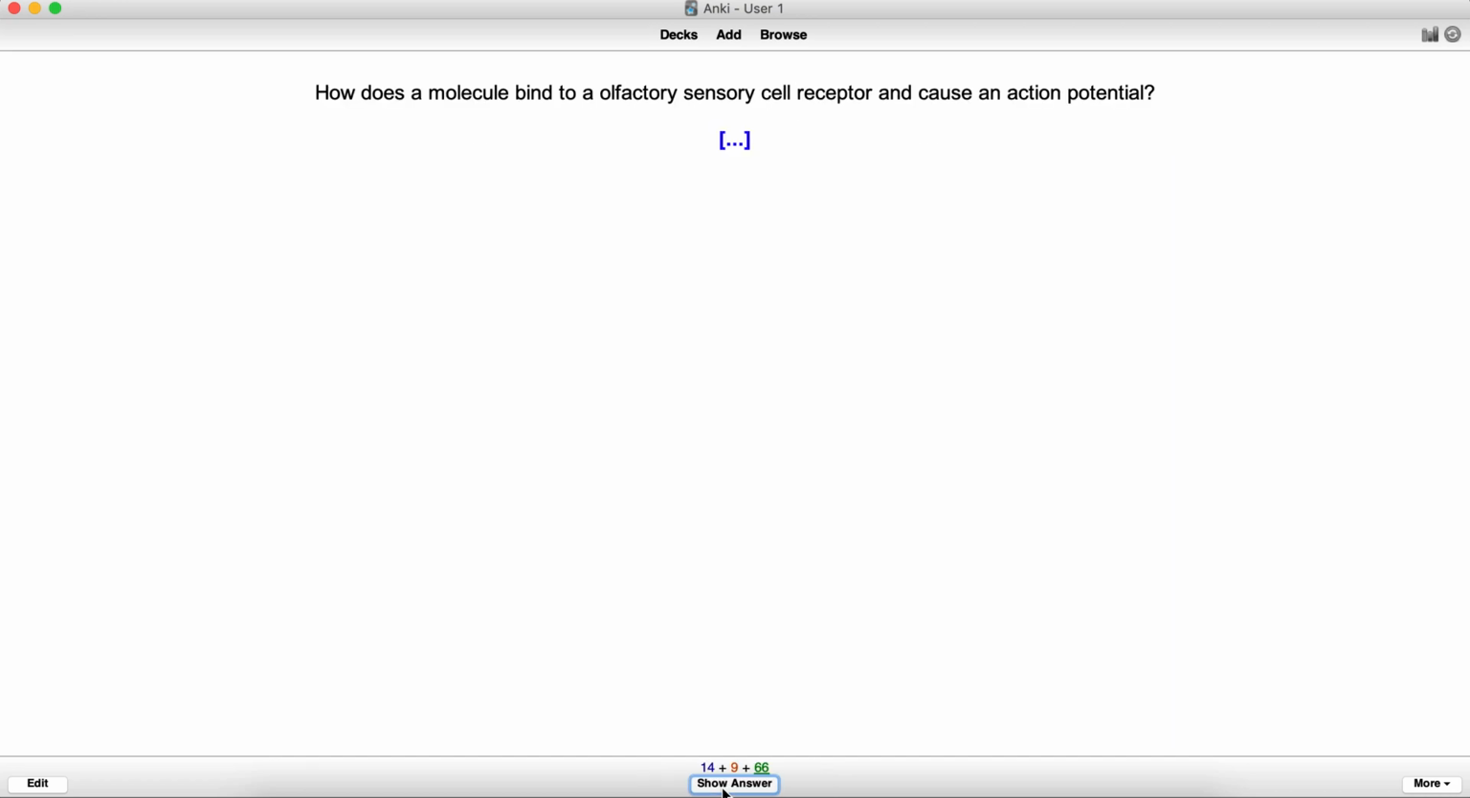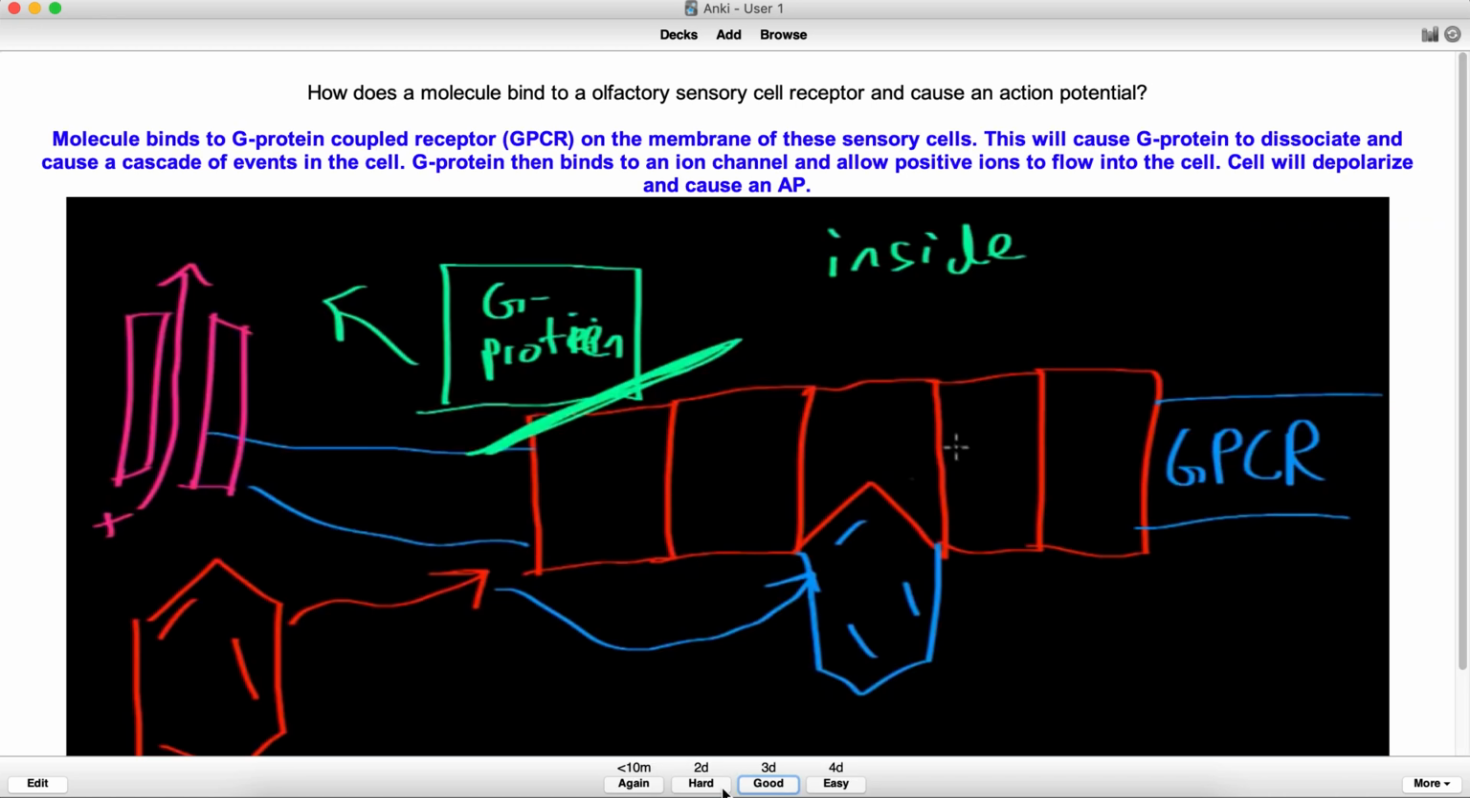How does a molecule bind to olfactory sensory cells and cause action potential? So yeah, they bind to GPCRs, G protein coupled receptors inside olfactory sensory cells, which will cause the G protein to dissociate, bind to an ion channel, causes an influx of positive ions, which causes action potential in the olfactory sensory cell.